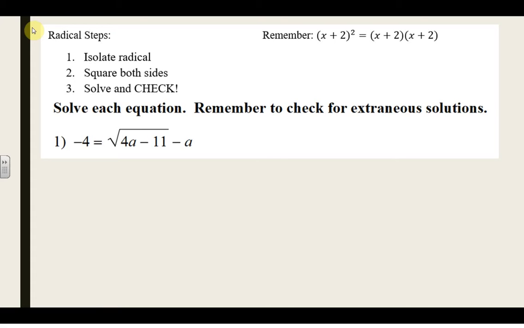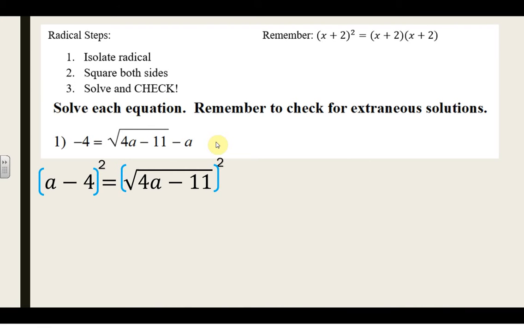Miscellaneous. You're always good for a radical equation on your Regents exam, so please know how to work these. Isolate the radical, which means get everything away from your radical on the other side. So in this case, you would add a over and get that. Then once you've isolated your radical, you square both sides.